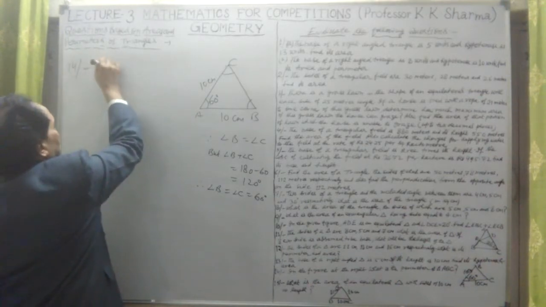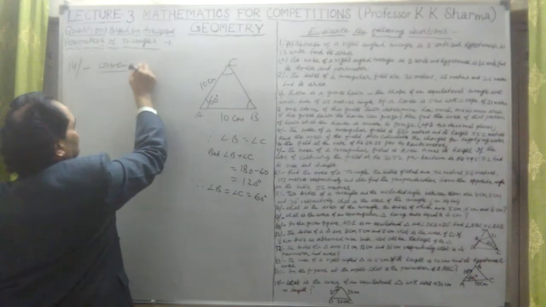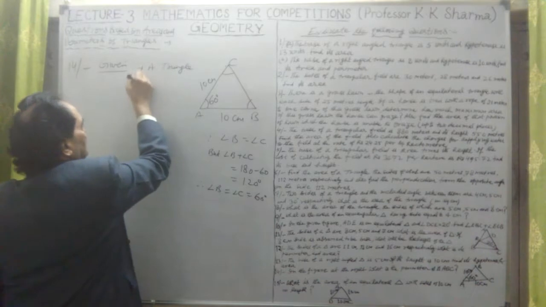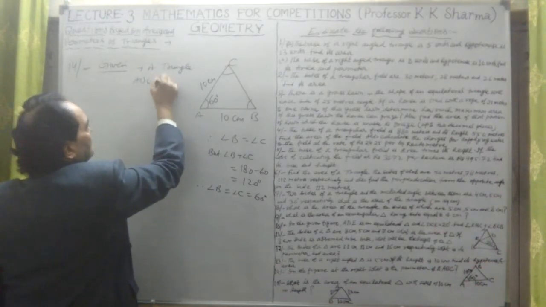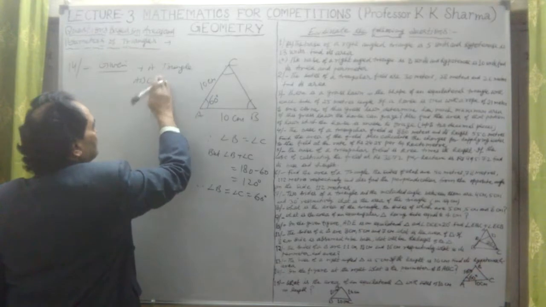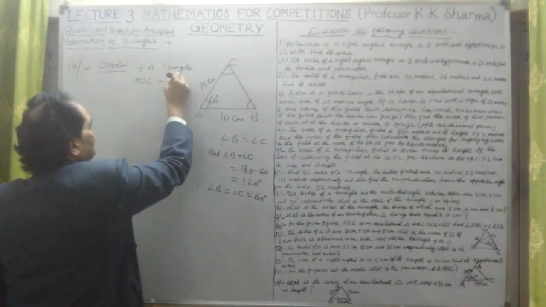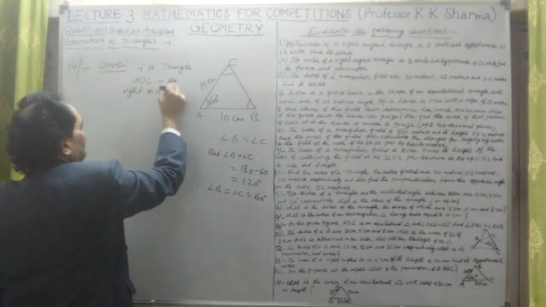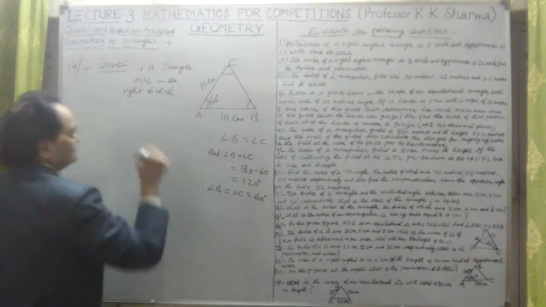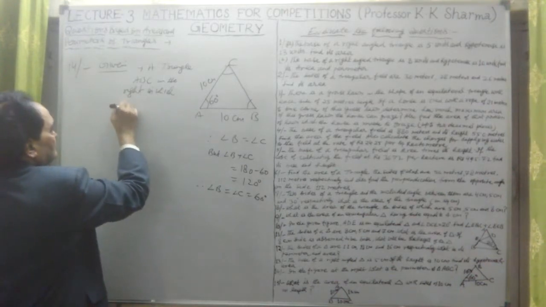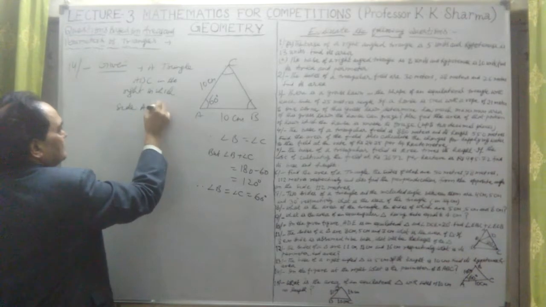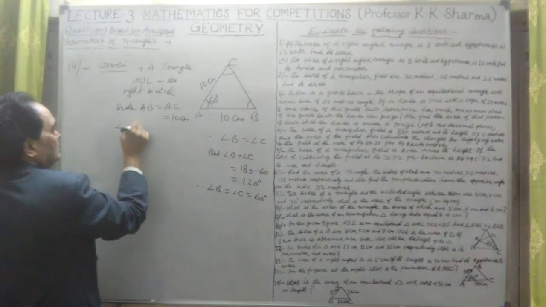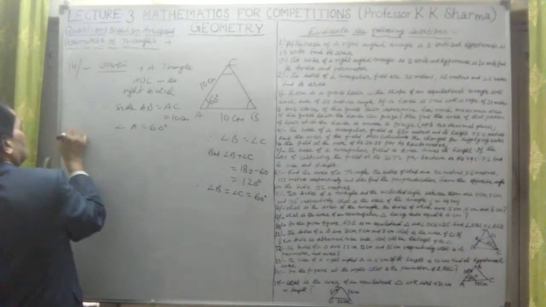14th question. What is given to us? A triangle ABC in the right, which is an isosceles triangle, in which side AB is equal to AC equal to 10 centimeter. Angle A is equal to 60 degree is also given. Solution here.